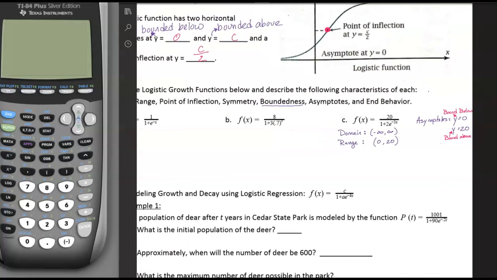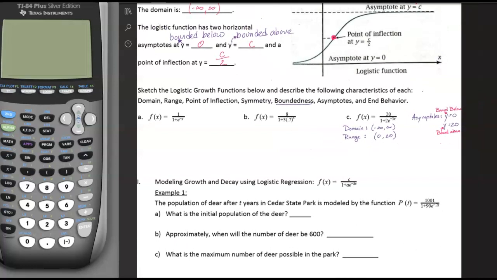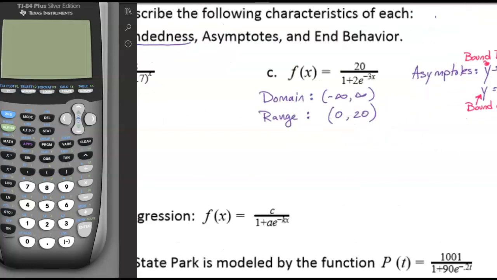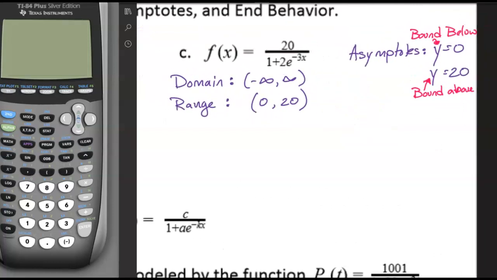All right, what does it want next? So we found domain, we found range. Okay, point of inflection. Inflection point. How do we find the inflection point? Half is C. So our C value is what here? 20. 20 divided by 2 is how much?